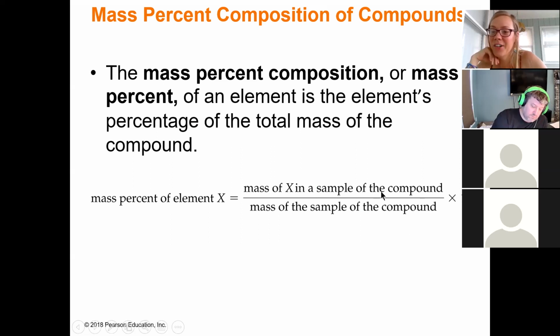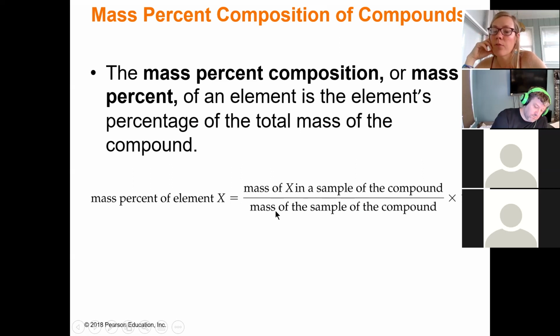So think of it like, hey, 3 out of 10 students got A's on the test. What percentage of students got A's? Well, you take the 3, divide it by 10, and multiply it by 100, and you get 30%. We're doing the same thing, but we're doing it with the masses.